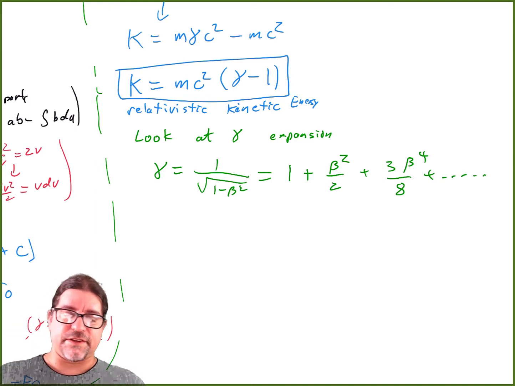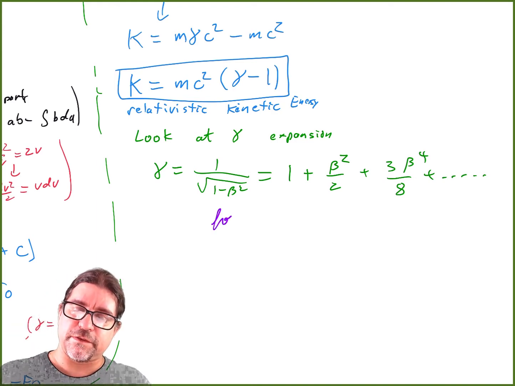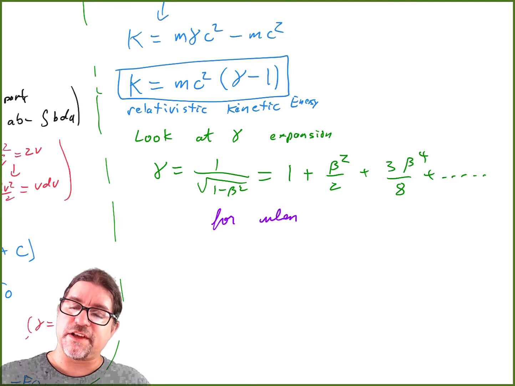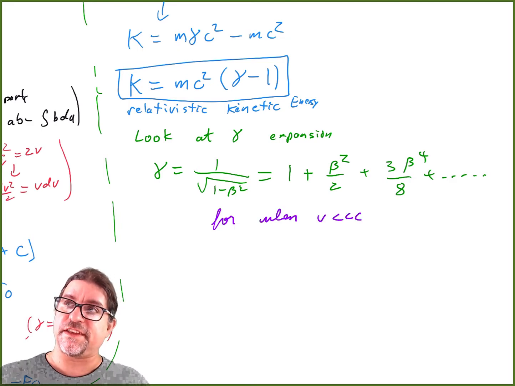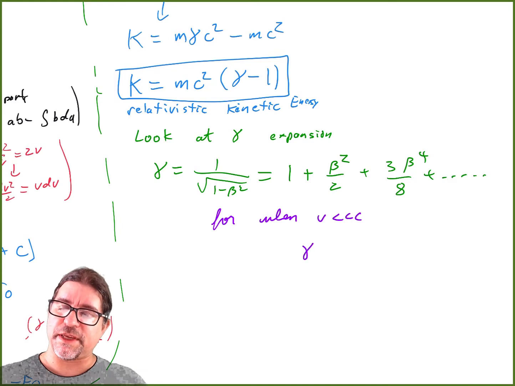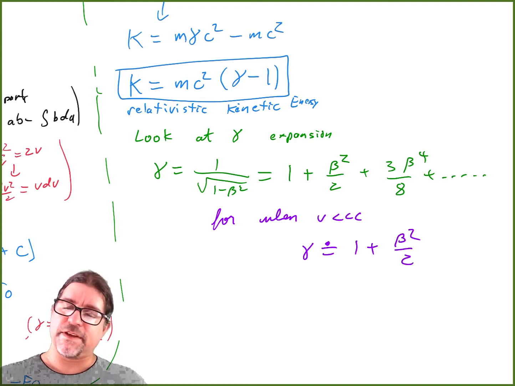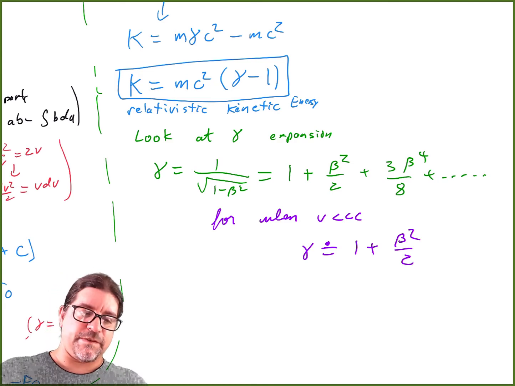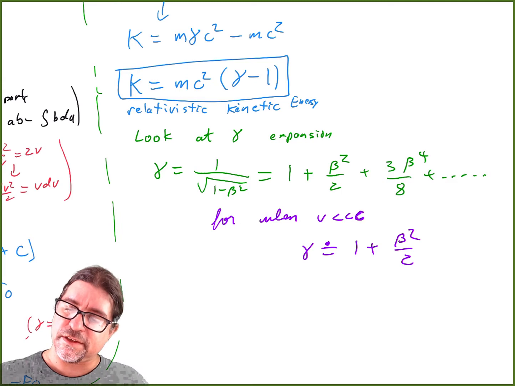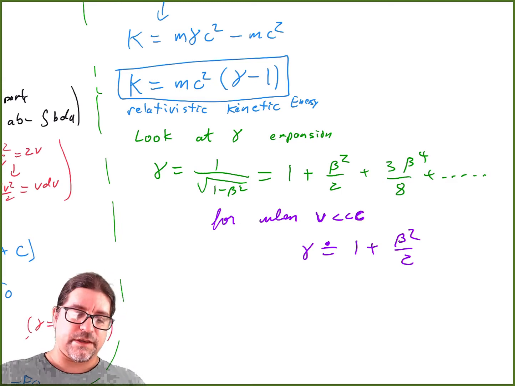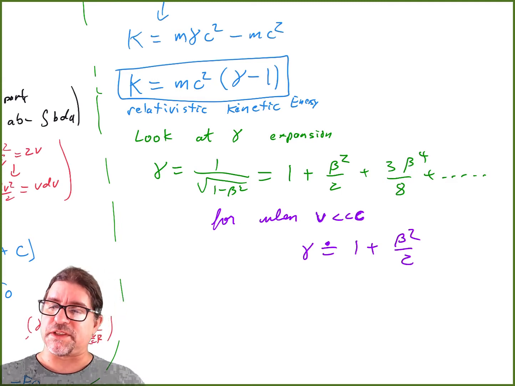In the situation when we're going slow, so when v is much, much less than c, then we can approximate gamma as approximately 1 plus beta squared over 2. Because if v is much less than c, then beta squared is going to be a really, really small number compared to 1. So let's keep the first two terms there.